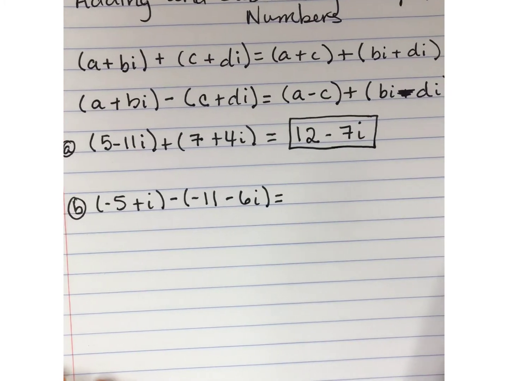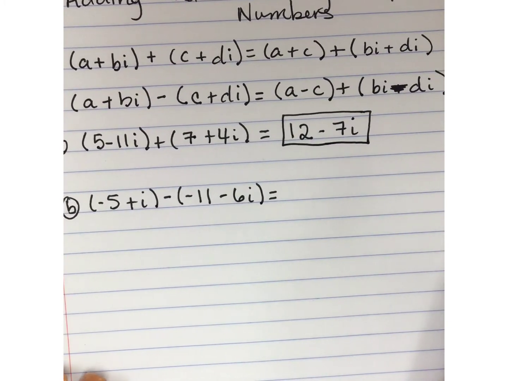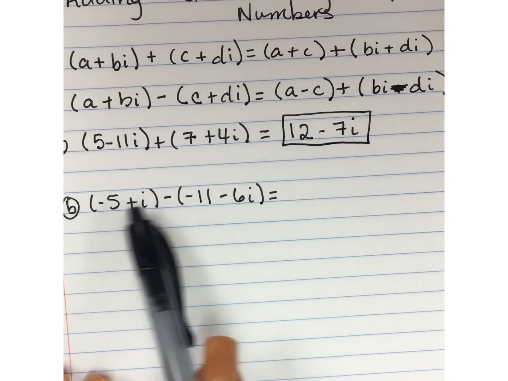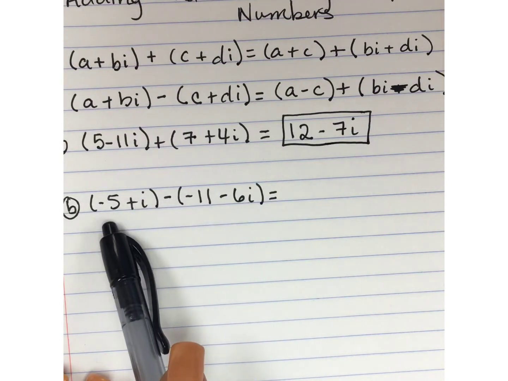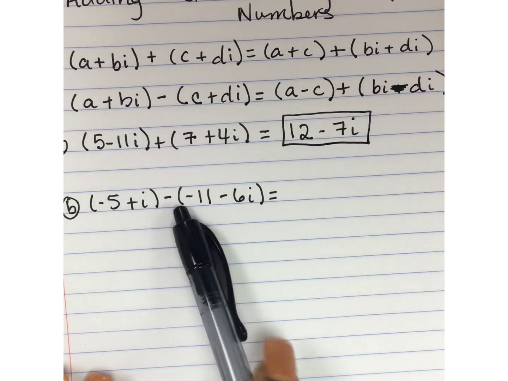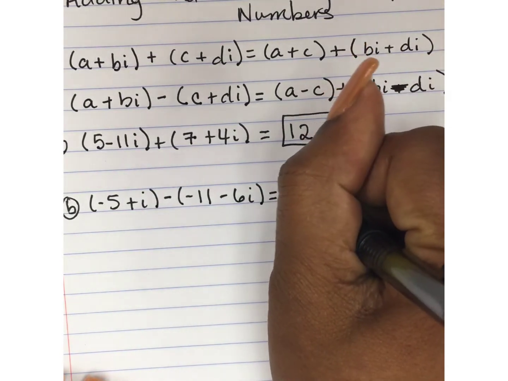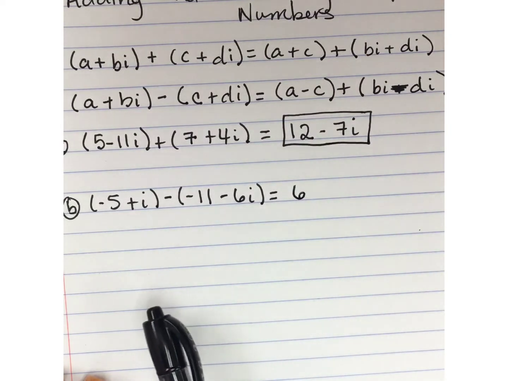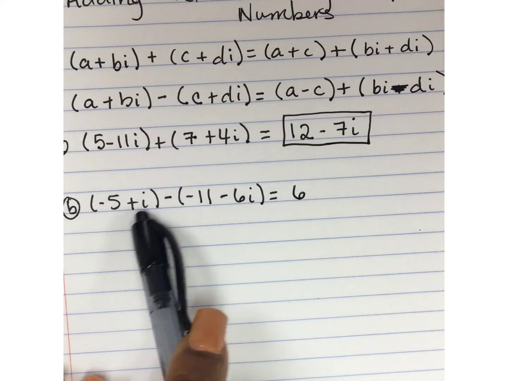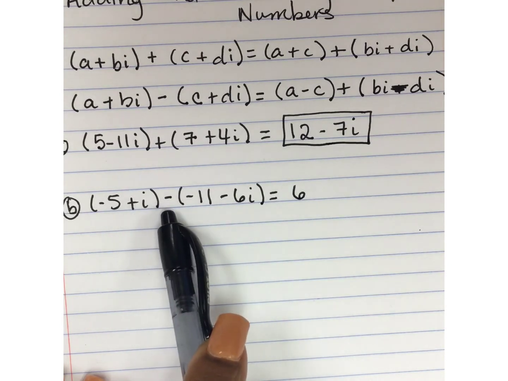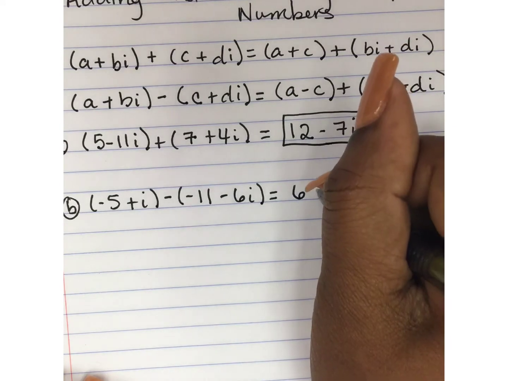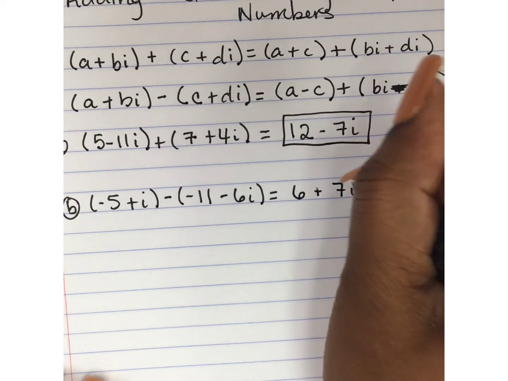Now, if we look at B, notice that we have negative 5 and minus a negative 11. So we combine the real numbers first, and negative 5 minus a negative 11 is the same as saying negative 5 plus 11, and we get 6. And then we have i minus negative 6i, and i plus 6i is 7i.